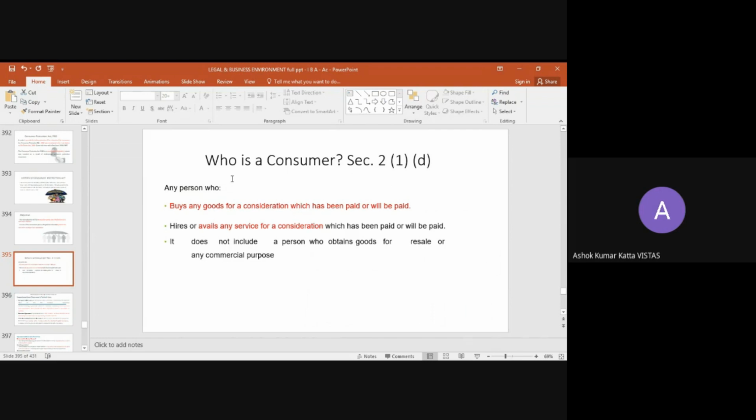Now according to the Consumer Protection Act, who is going to be called a consumer? I hope you are aware of this from the subject of marketing management. They would have taught you the difference between consumer versus customer. Any guesses? I don't want any correct differentiation. Give me your best. What could be a consumer? Just a guess. Priyanka?